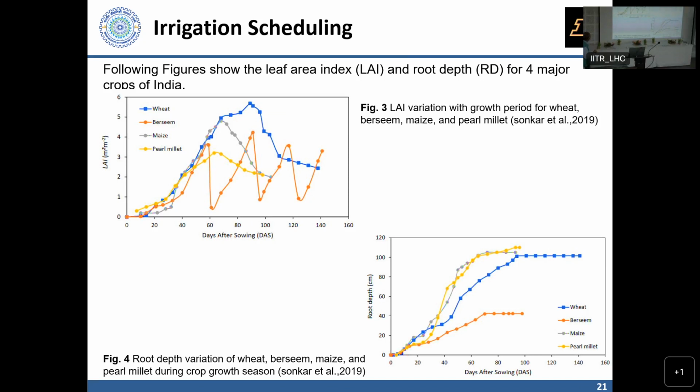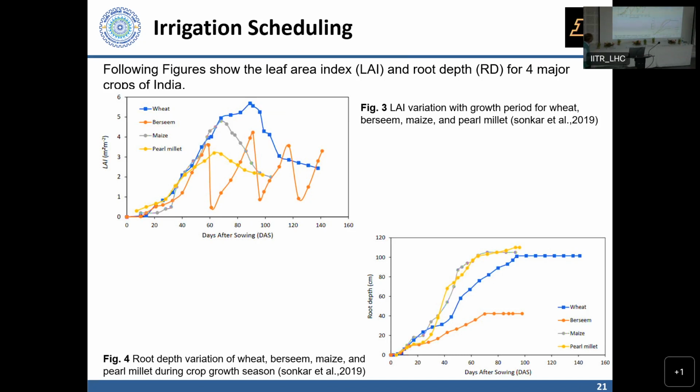For the other crops, the LAI increases up to maturity. Once the leaves become ripe and they start flowering, the leaf area index decreases. When the seeds start coming up, the leaf area index will go down. So this is the way the leaf area index changes for other crops. It starts with zero, it goes to a maximum, then it goes down.